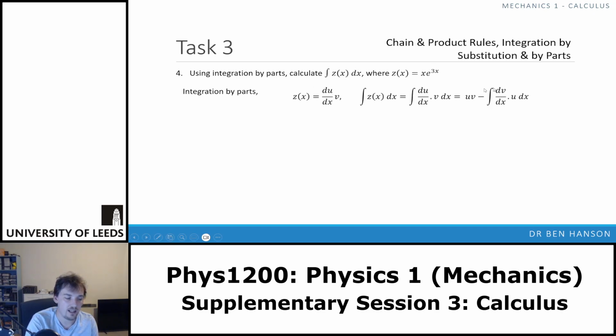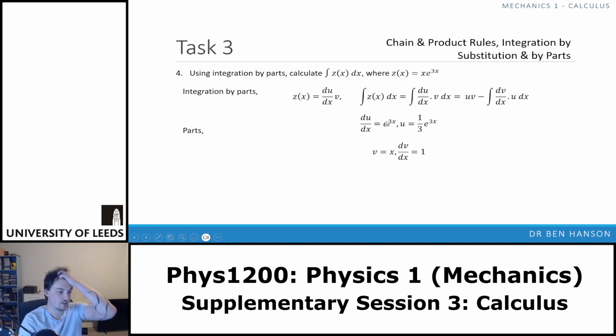But the integral of du by dx times v is uv minus the integral of dv by dx times u. So you kind of flip everything around. That is how we perform integration by parts. So here are the parts. Du by dx is e to the 3x. And u, therefore, is the integral of this, a third e to the 3x, right? We just divide by that prefactor there. V is equal to x, because it's the bit that's left over. So dv by dx equals 1.